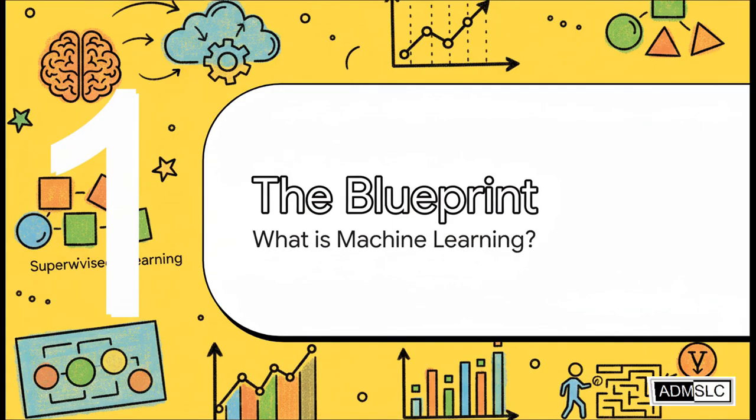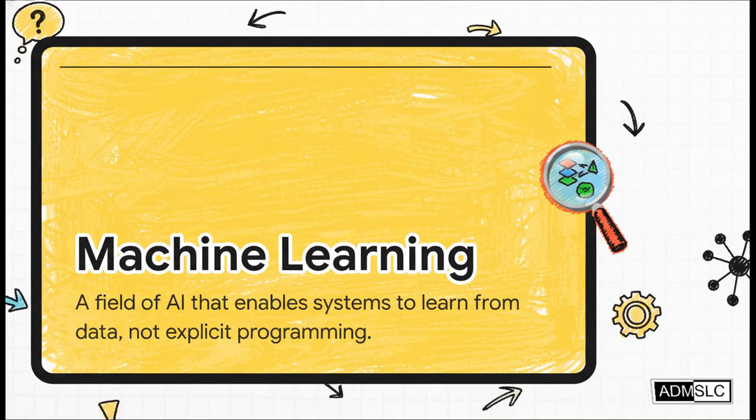First up, the blueprint. Before we can understand how to build something, we've got to know what it is we're trying to build in the first place. So what is machine learning at its core? Here's the crucial difference. Traditionally, you would write pages and pages of code with super specific step-by-step rules for a computer to follow. But with machine learning, you kind of flip that on its head.